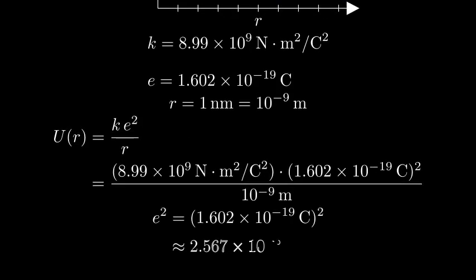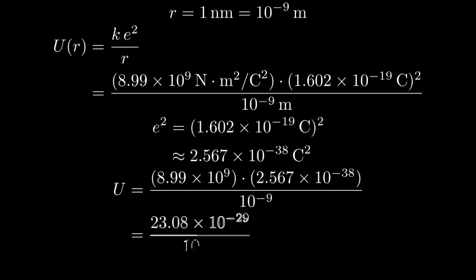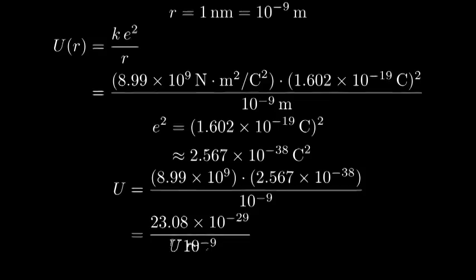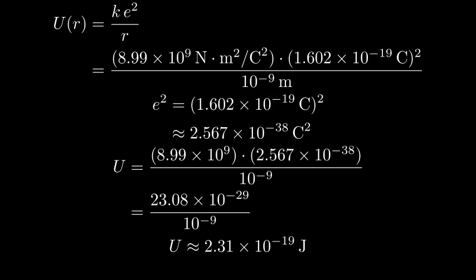First, we square the elementary charge. e squared equals (1.602 × 10^-19) squared, which is approximately 2.567 × 10^-38 coulombs squared. Substituting this into our formula, U equals 8.99 × 10^9 times 2.567 × 10^-38 divided by 10^-9. After doing the math, we get approximately 2.31 × 10^-19 joules.